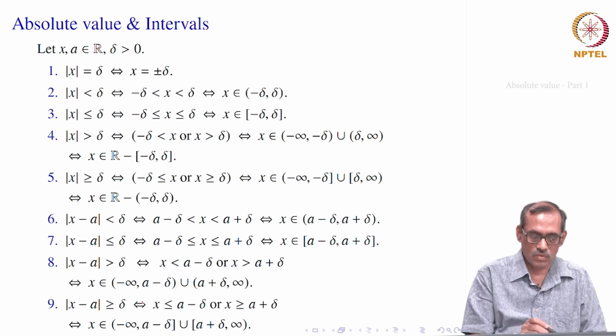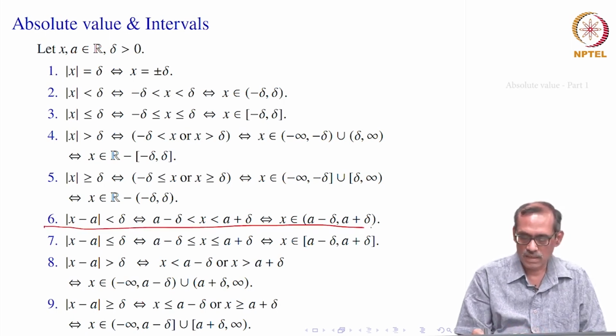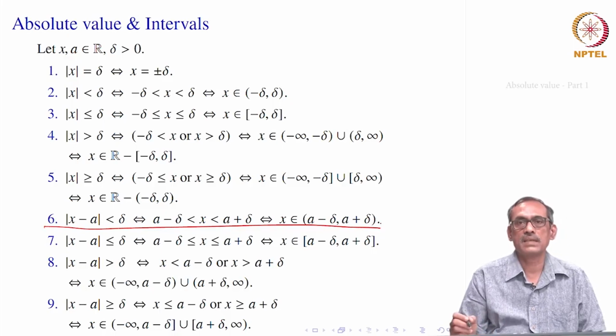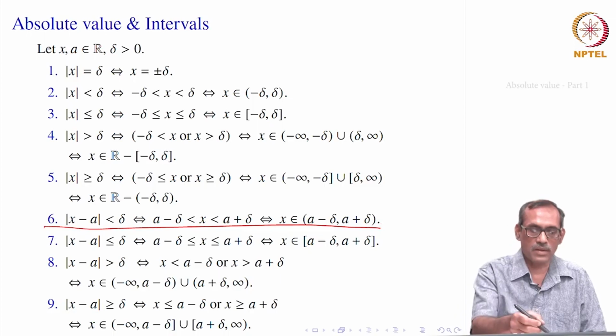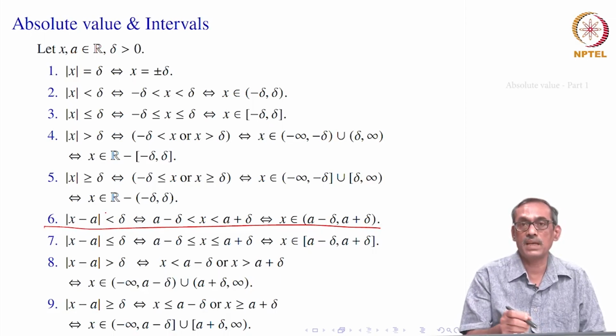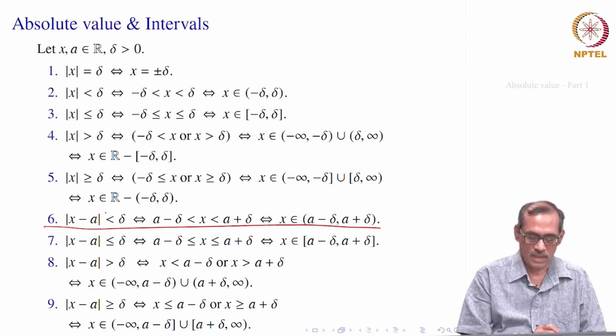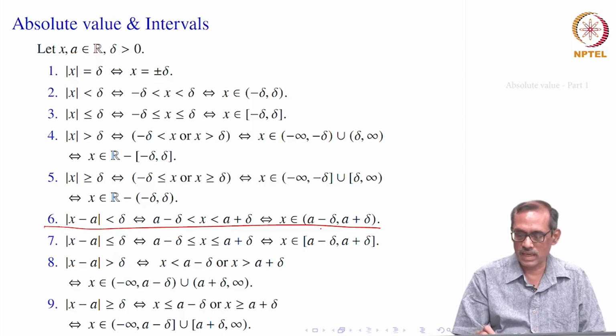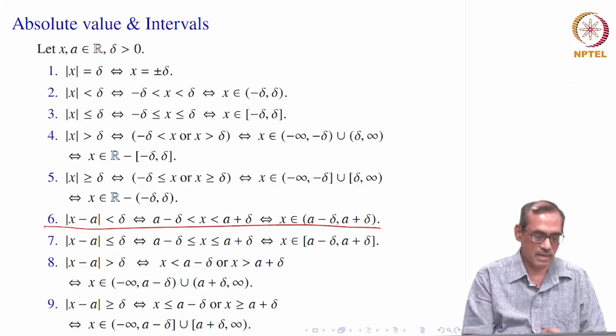So finally, one thing is enough to remember. If you can remember this one, that will give rise to the other things by inclusion of a point or the other ones, and also the earlier cases can be explained through that by specifically taking a equal to 0. So, it says that mod x minus a less than delta is the same thing as telling x belongs to the delta neighborhood of a.